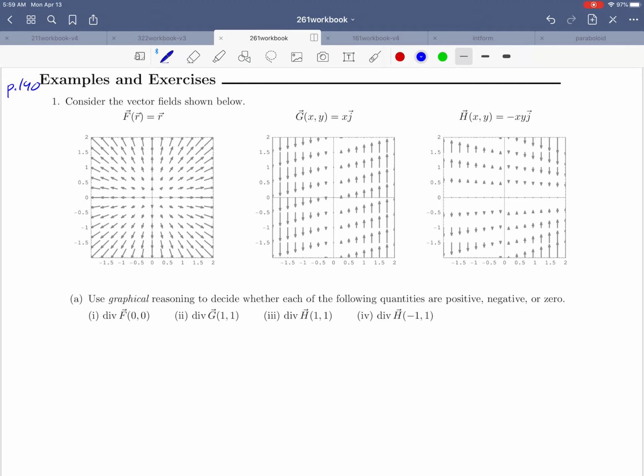Basically, part A is asking us to examine the three vector fields that they're giving us pictures of here and to graphically see if we can figure out whether divergence is positive or negative. And then in part B, we'll be confirming our answers algebraically.